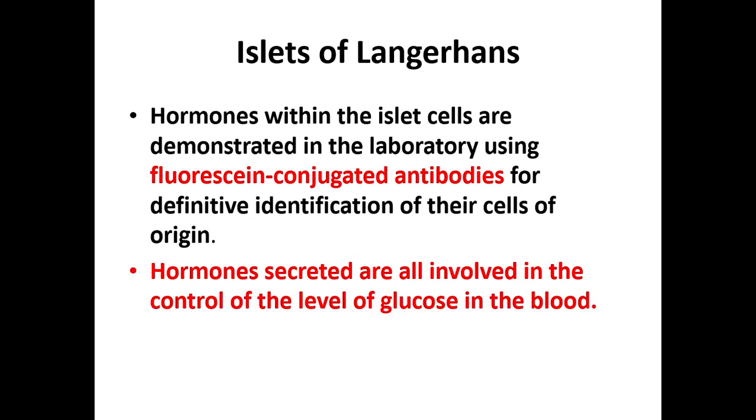The hormones that the islets secrete are demonstrated in the laboratory using fluorescein-conjugated antibodies for definitive identification of their cells of origin. And all of the hormones secreted are involved in the control of the level of glucose in the blood.